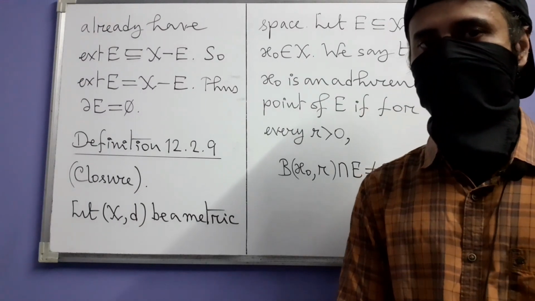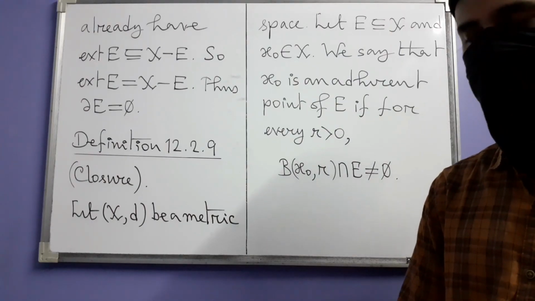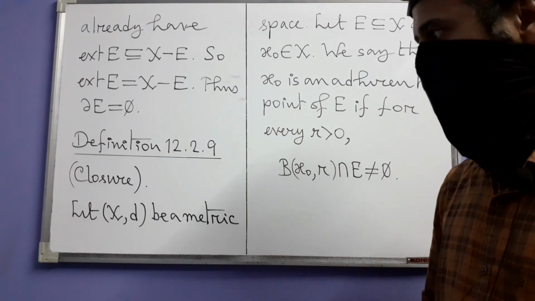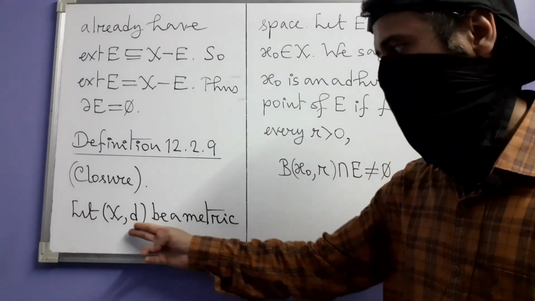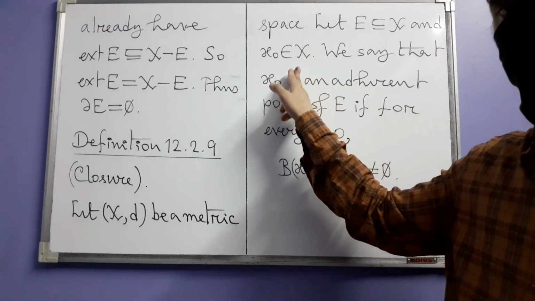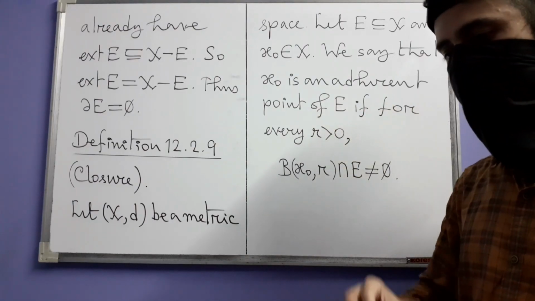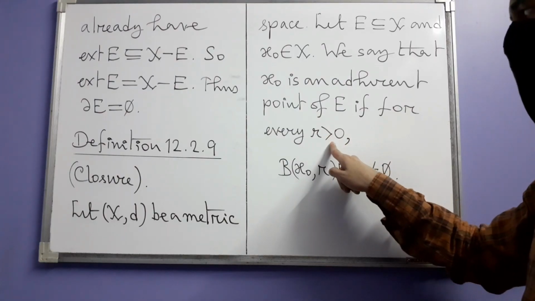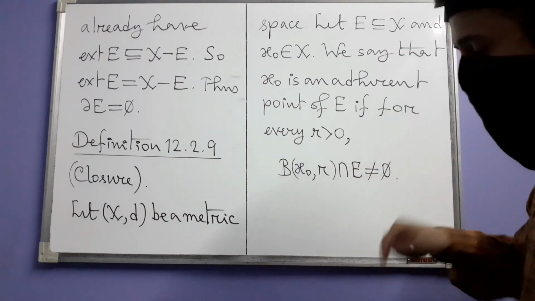Besides interior, exterior and boundary points, there is another class of points in a metric space with respect to a subset, that is very important, and we have that in this definition 9. You see closure here, we are coming to that afterwards. So the setup is the same. (X, d) is a metric space. We have a subset E in X and a point x naught in X. Now we are going to call x naught an adherent point of E, a point that adheres to E, if for every positive real number r, the ball centered at x naught having radius r intersects E.